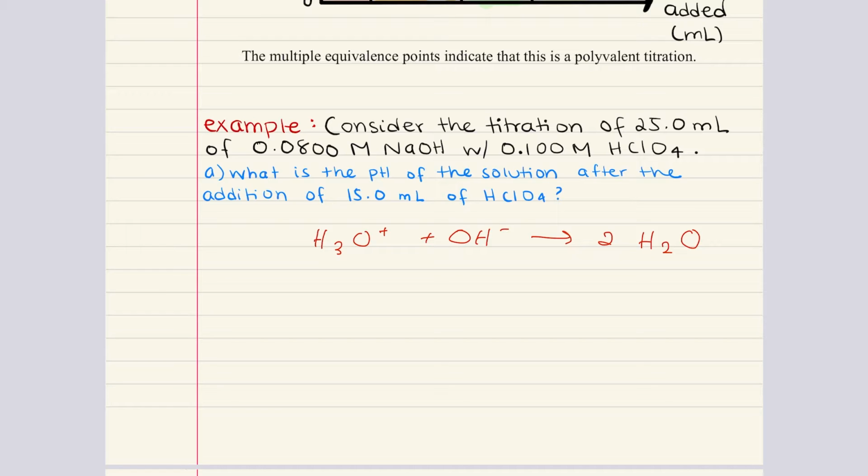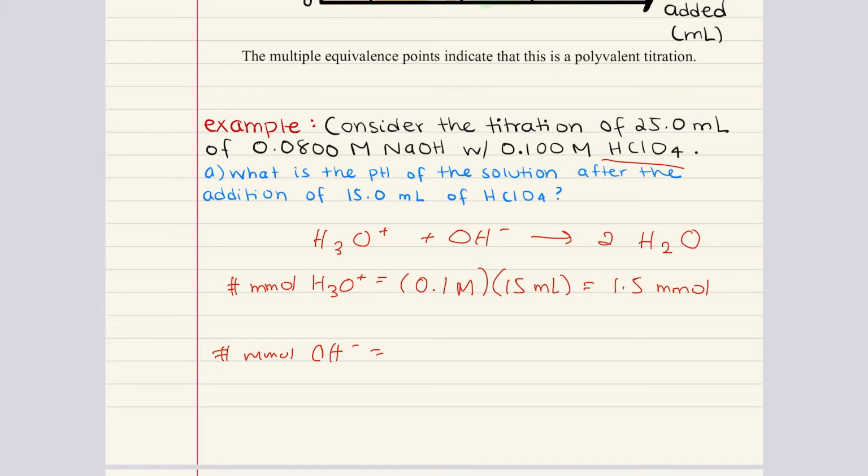This requires us to take the information we're given, which is the molarity and the volume, and try to calculate moles or millimoles. Here we're given the molarity and the volume in milliliters. So that means we can calculate the number of millimoles for hydronium ions, and we can do the same for the hydroxide ions. Now, for the hydronium ions, our concentration is 0.1 molar for the perchloric acid, and this is going to be multiplied by the volume, which is 15 milliliters. This gives us 1.5 millimole for the hydronium ions.